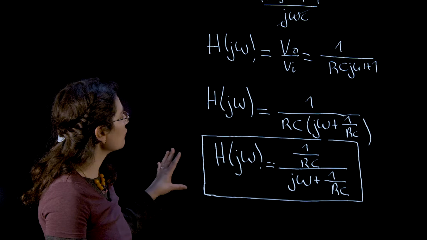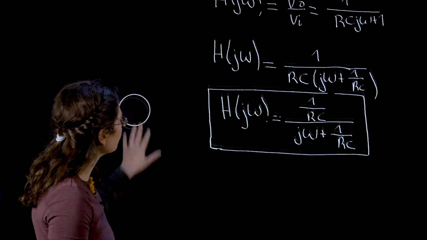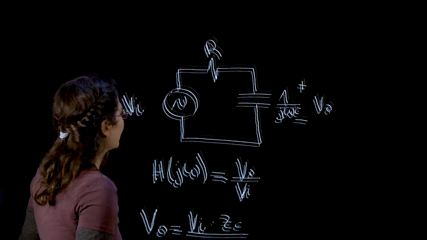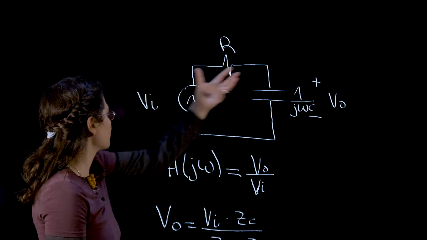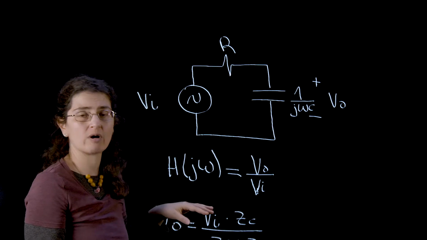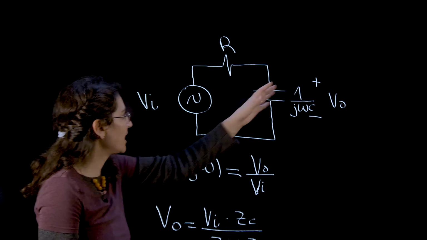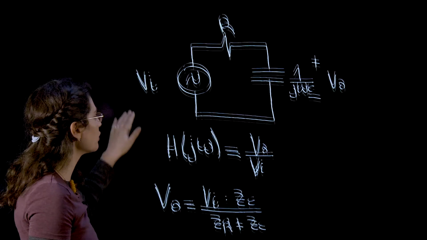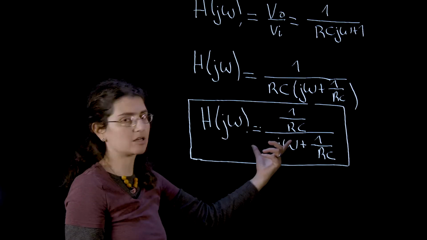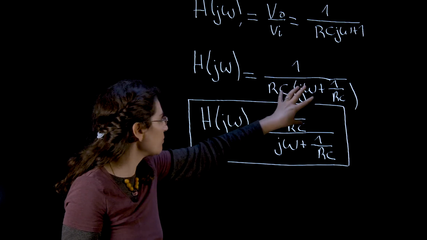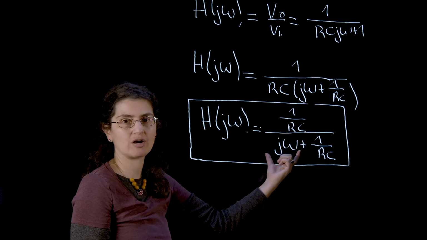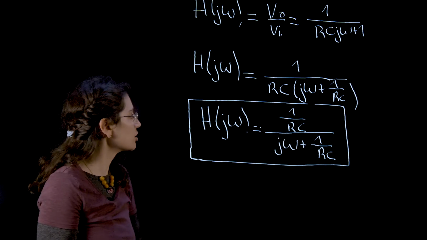So the important thing of this video is how to obtain the transfer function of any circuit that has capacitors or inductors on it. We just put the impedance, and using Kirchhoff or Ohm's law or whatever other analysis method we want, we calculate the output voltage over the input voltage and rearrange so that at the end we have something that looks like this, where we have a numerator and a denominator, and in the denominator we have our j omega term alone. And that's our transfer function.